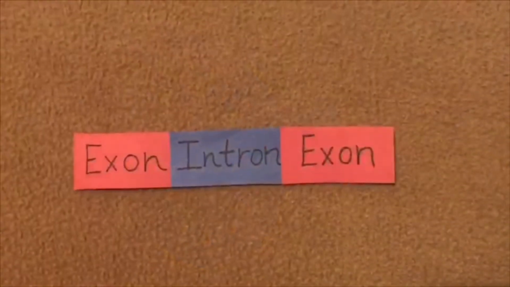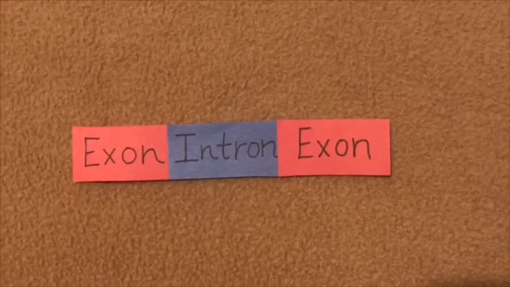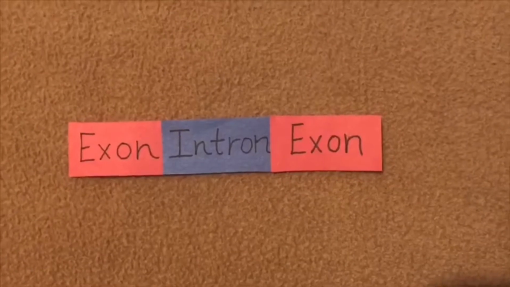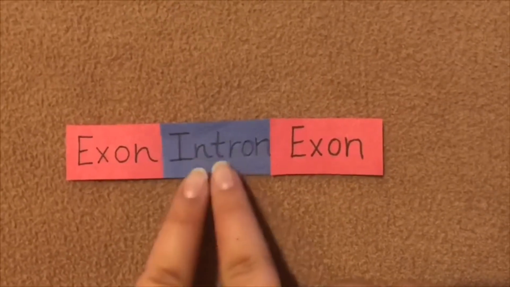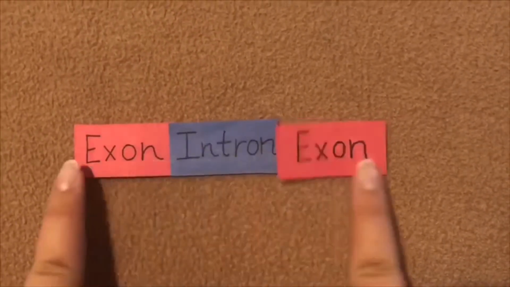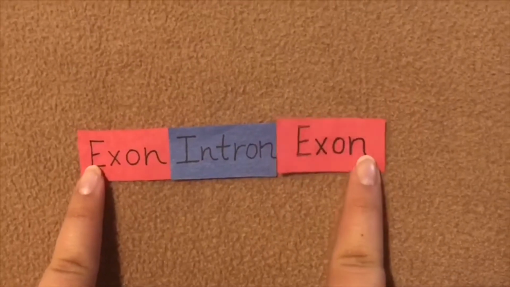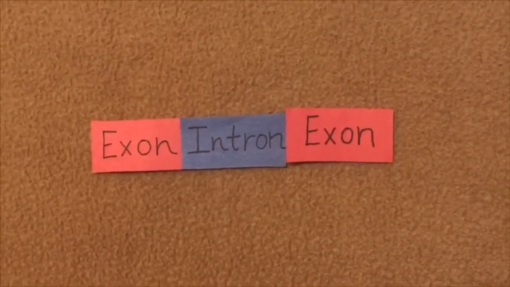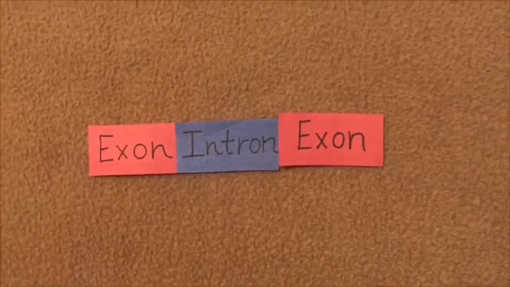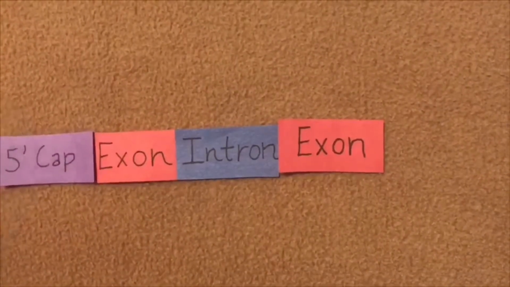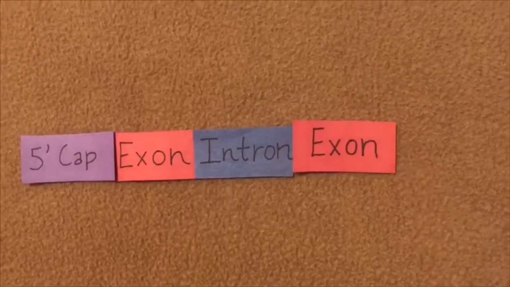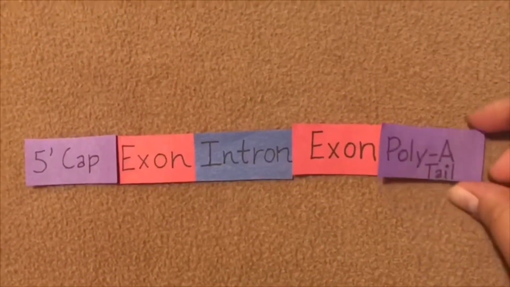In RNA editing, the pre-mRNA that resulted from transcription is modified before it leaves the nucleus as mRNA. Pre-mRNA is made up of introns, non-coding segments of the nucleic acid, and exons, coding segments of the nucleic acid. In RNA processing, each end of the pre-mRNA is changed. A 5' cap consisting of modified guanine nucleotides is added to the 5' end, and a poly A tail consisting of repeated adenines is added to the 3' end.